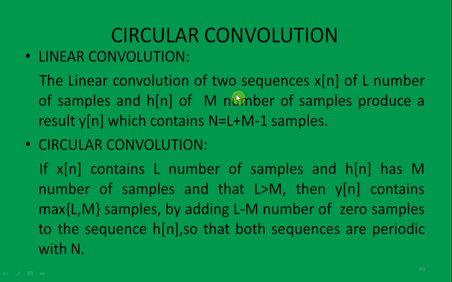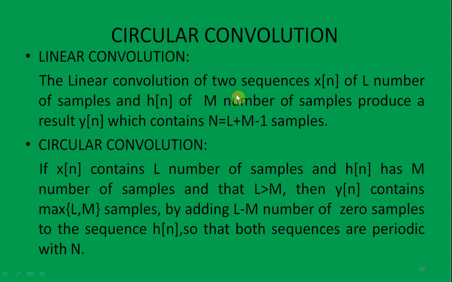we have to add L minus M number of 0 samples to the sequence h of n, which is said to be 0 padding, so that both x of n and h of n have the same number of samples. That is said to be capital N. Now obviously y of n contains capital N number of samples. So this is the difference between the linear and circular.